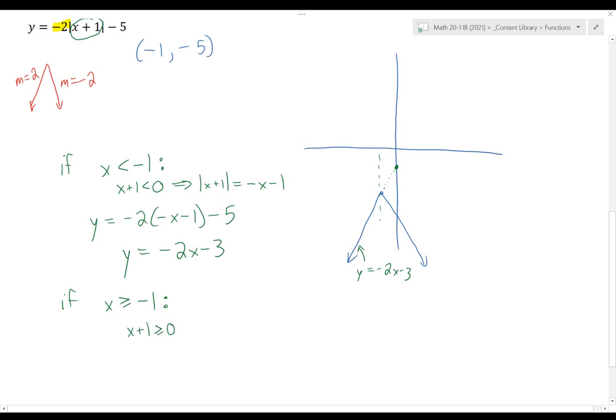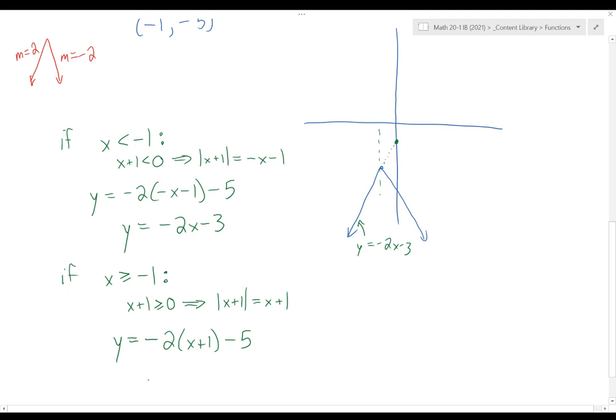So in other words, I get a number that's already positive, so the absolute value of x plus 1 just is x plus 1, which means that the equation in this part of the domain is just y equals negative 2 times x plus 1 minus 5, which simplifies to y equals negative 2x minus 7. If I look at the right-hand branch of what I drew over here, that is the second line, y equals negative 2x.